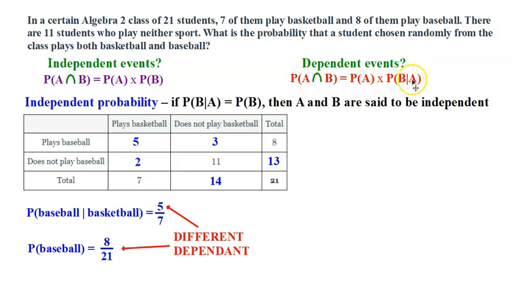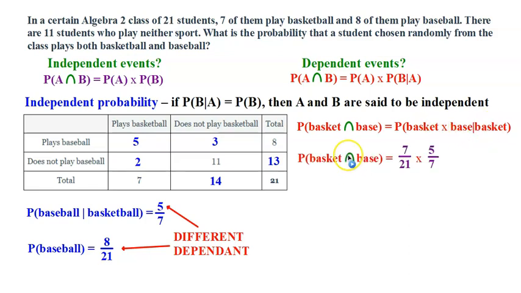So B given A. The probability of basketball times the probability of baseball given that they play basketball. So that'll be 7 out of 21. It's the probability they play basketball. All of the basketball people is 7 people out of 21 people, times the probability they play baseball given that they play basketball. So of these 7 that play basketball, how many of them play baseball? Right. And then we multiply that together, and we end up with 5 out of 21, or 23.81%.